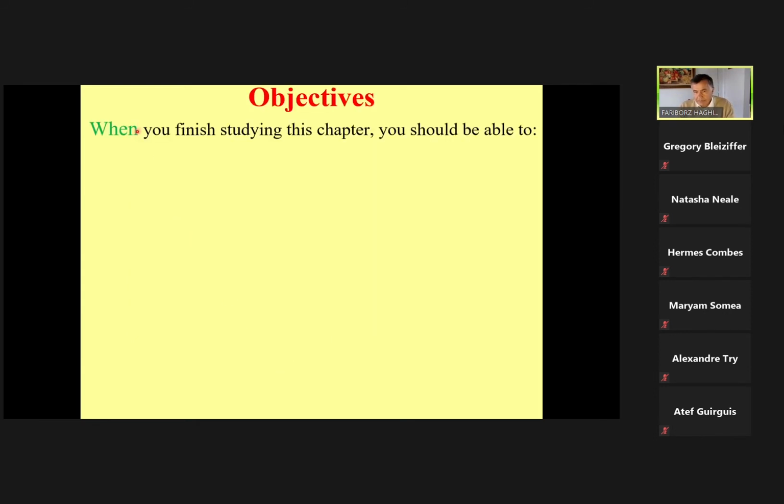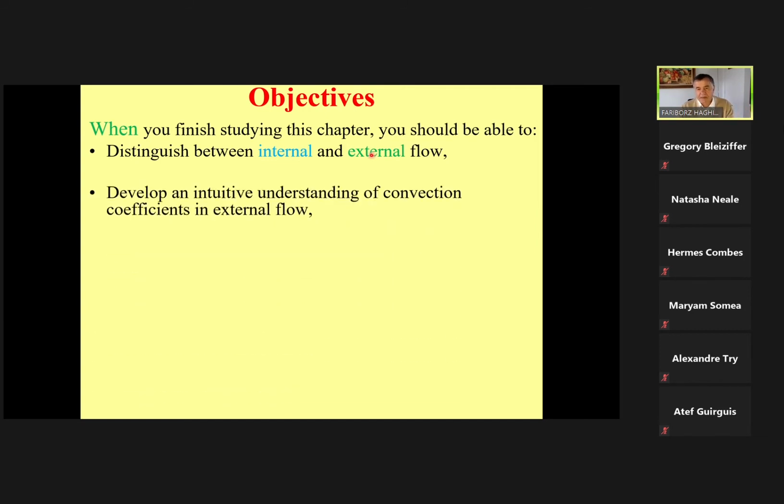Again, I always put this: when we finish this chapter, not now, we would like to understand the flow inside the pipe and outside the pipe. Inside the pipe, we call it internal. Here in this chapter, we look at external. In this case, we're trying to find the heat transfer between the pipe and the air outside. Again, for understanding the external convective heat transfer coefficient, we cover this part in chapter 6.